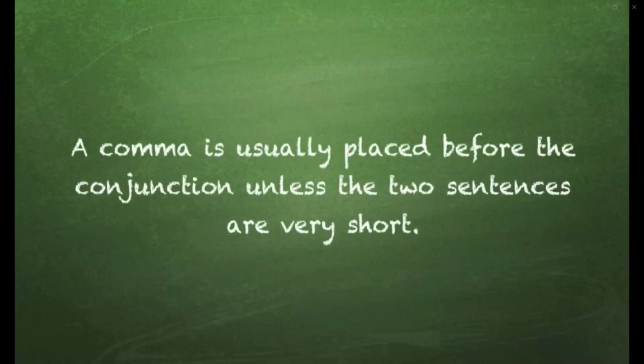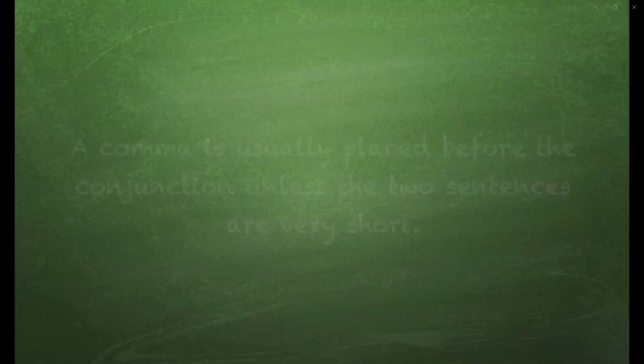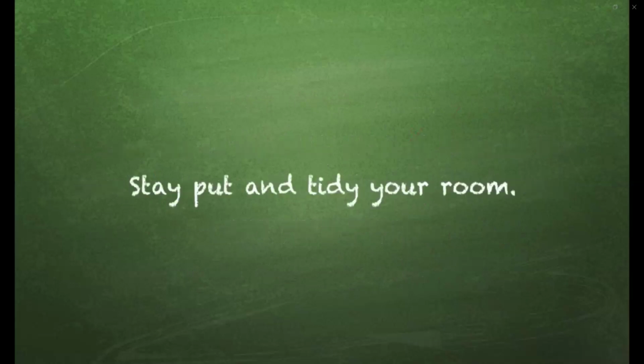A comma is usually placed before the conjunction unless the 2 sentences are very short. For example, stay put and tidy your room.